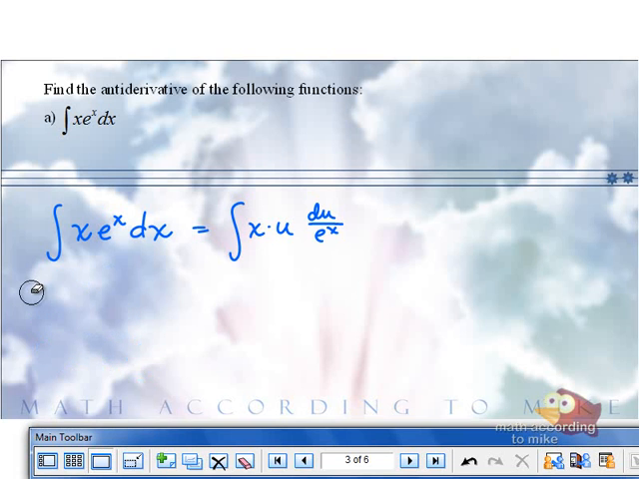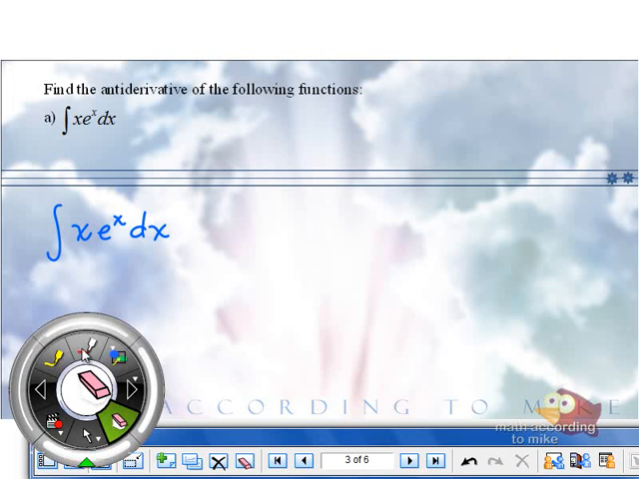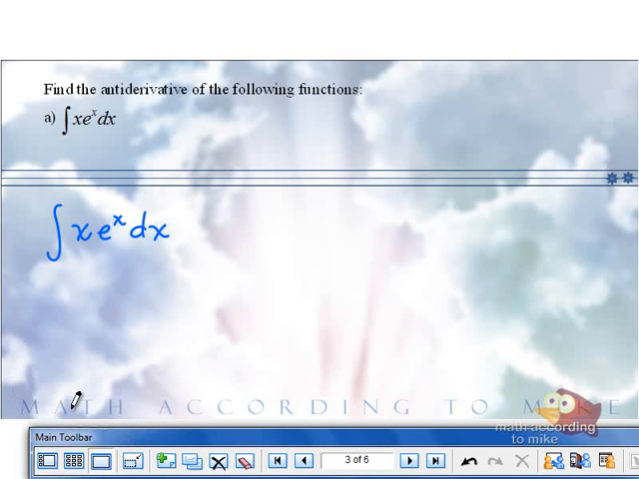We need to try something that's the Vicodin of integration. No Vicodin for you. Okay. So that's where we pick this integration by parts.